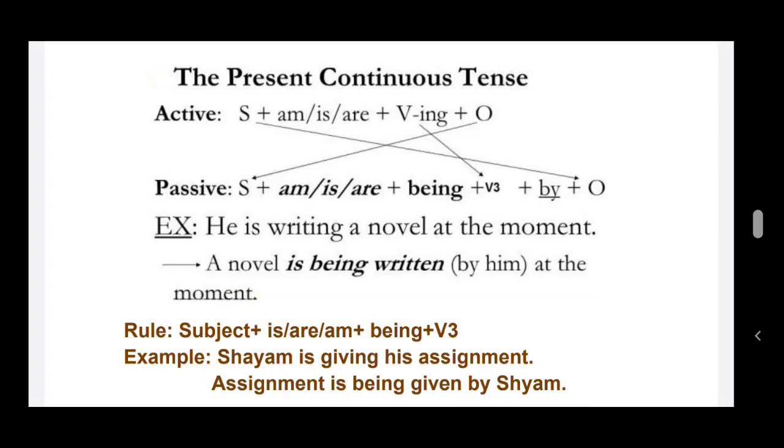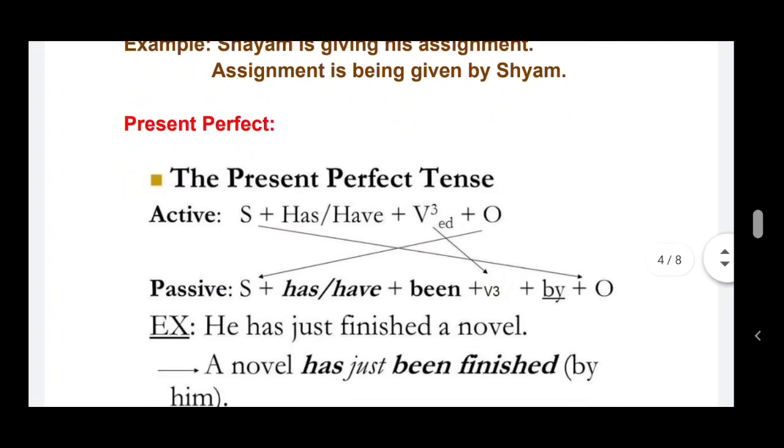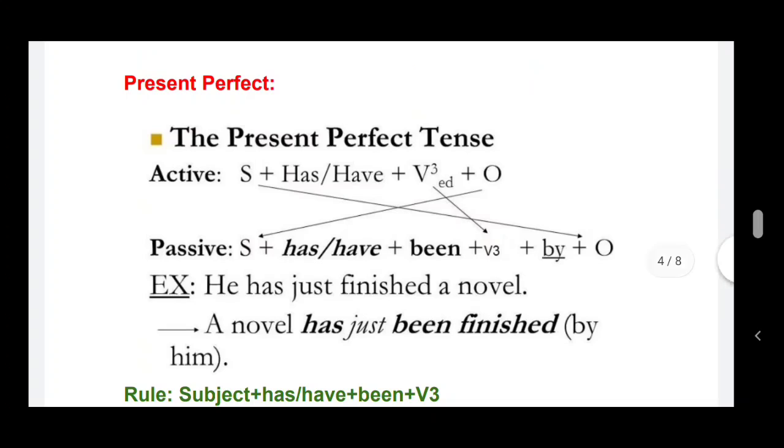So next we are moving to the next tense, that is present perfect tense. In present perfect tense, see the rule in active voice, that is subject plus has or have plus verb 3 form plus object. So see here verb 3 form only. In passive it should be interchanged. So subject plus has or have plus been plus verb 3 plus by plus object. So look at the example here for present perfect.